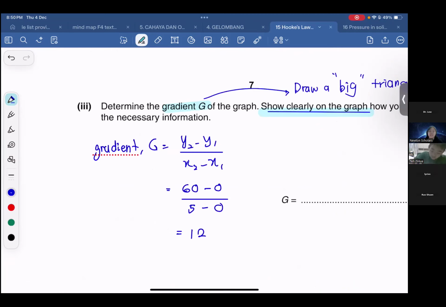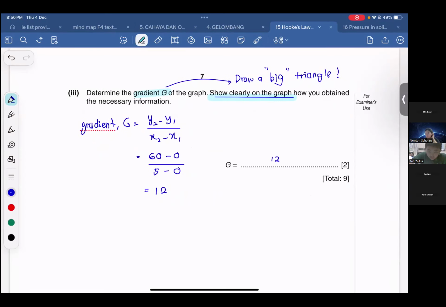What is my unit for gradient? What do you think? You need to have unit all the time. No, wrong. Emily, also wrong. What is the unit for y-axis? What is the unit for x-axis? No, Zihua, what is your unit for y-axis? What is the unit for x-axis?